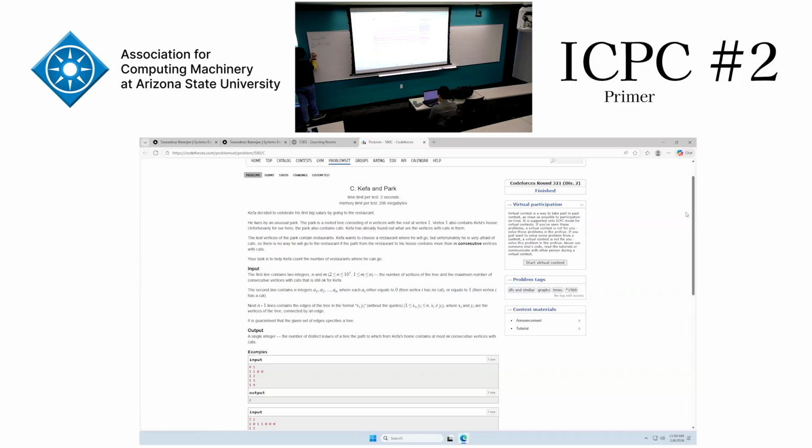And the vertices are from 1 to n, inclusive. And they mentioned that the first vertex, which is 1, is the house of Kefa. So this is his house. And they also mentioned that each path has a certain number of cats, right? So a certain number of cats, let's say that's M.